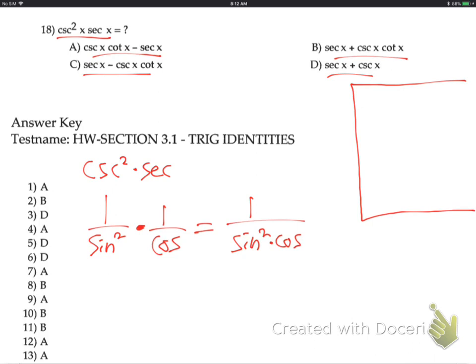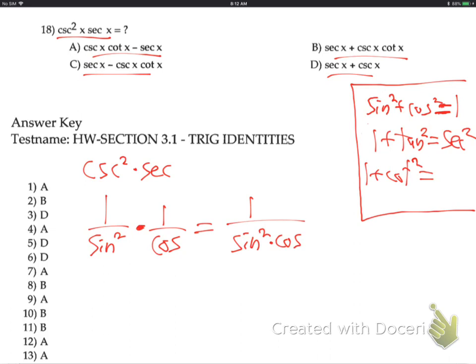I wrote those up last time, right? Sine squared plus cosine squared equals 1. Remember that one? And 1 plus tangent squared is secant squared, and 1 plus cotangent squared is cosecant squared. When we get to exam number 3 a week from today, you'll have those right there on your 3x5 card. You'll be looking them over thinking, which one of those am I going to use?